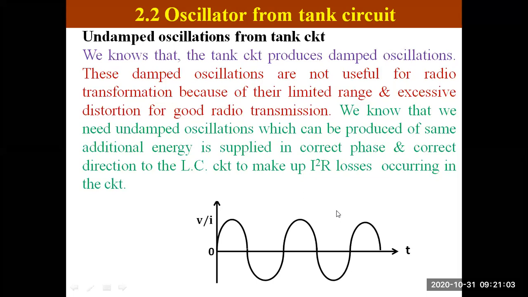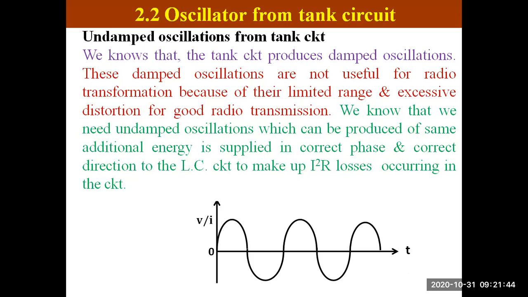This is about undamped oscillation. Therefore, what is undamped oscillation from tank circuit? We know that the tank circuit produces damped oscillation, and this damped oscillation is not useful for radio transmission because of its limited range and excessive distortion for good radio transmission. There is distortion in damped oscillation, and its range is limited. So this damped oscillation is not useful.